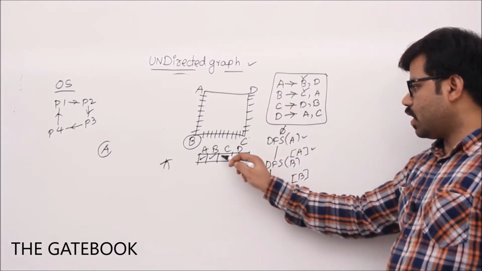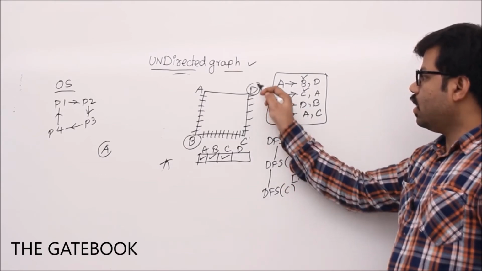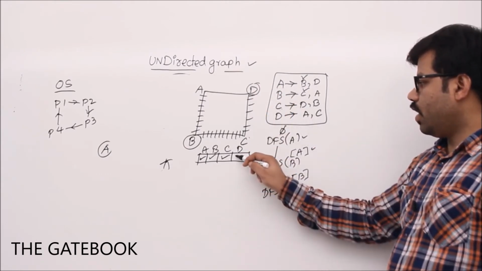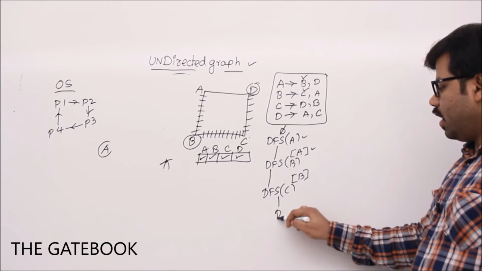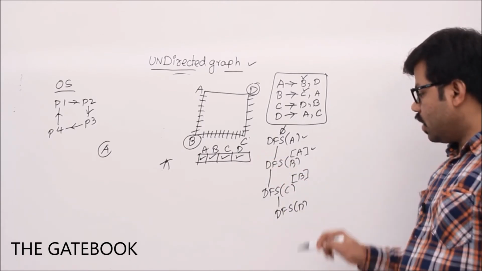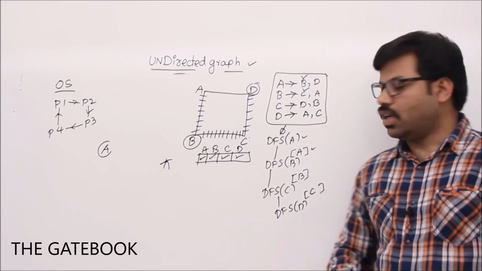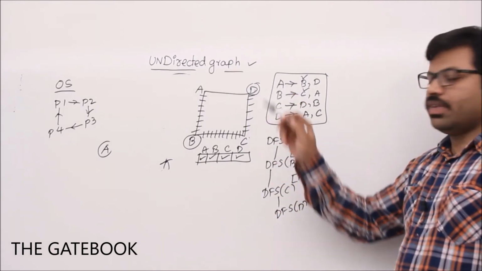Before that, in DFS of C, first step is what? Marking C. Then D. Is it visited? No. When it is not visited, call immediately DFS of D. Mark it. That is the second step. After that, update the parent. Parent of D is now C. Now we are in DFS of D.